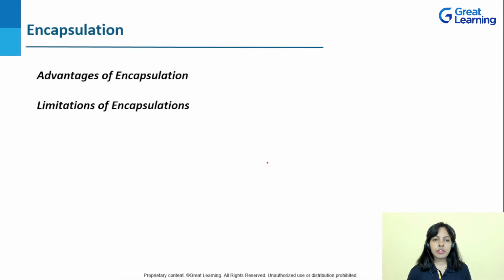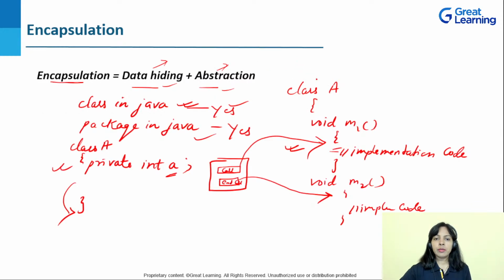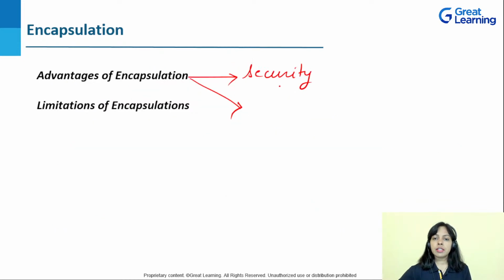Now, what are the advantages of encapsulation? Guys, I'll take your questions after each topic. I'll complete encapsulation, then I'll take up your questions. There are basically two advantages of encapsulation. One is the security of the code. How are we achieving security? By data hiding, by using the private access specifier for variables, which are not accessible from outside the class. So it is providing security.